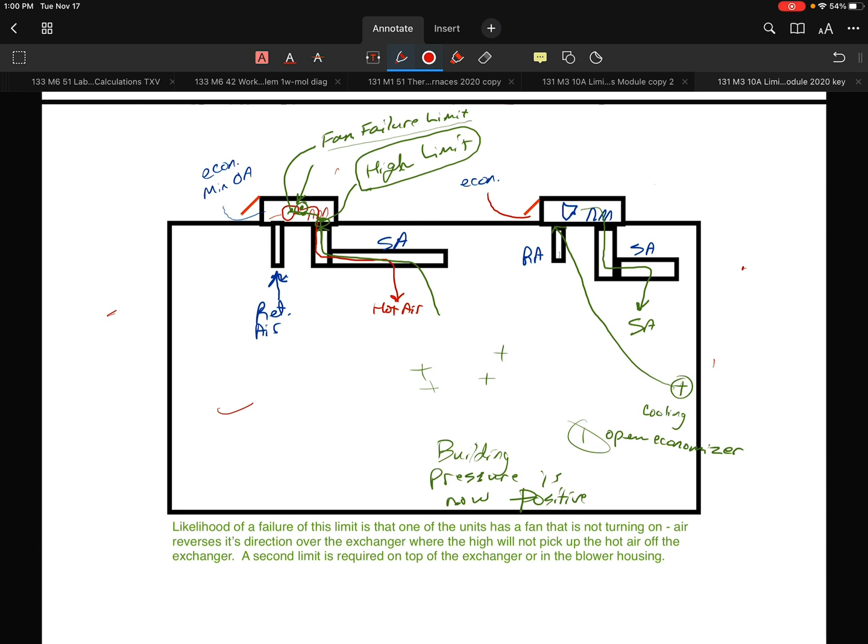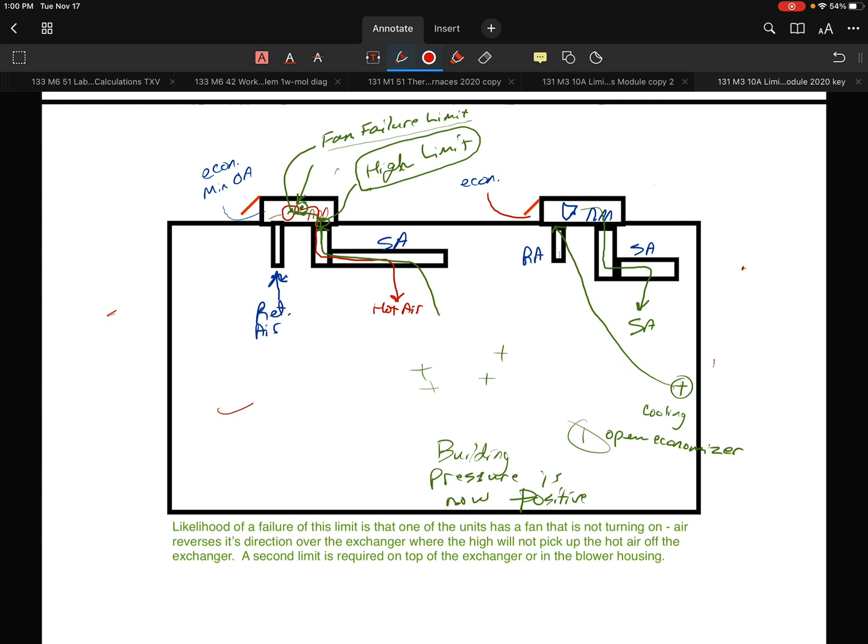What will happen is the air will go backwards up through the supply air, back up through the unit, and it'll actually cool the high limit. And the high limit will not detect that failure. Then the fan failure limit, which is located in the fan housing, will actually pick that failure up. And that's how they do that. So that's why they typically will see that.